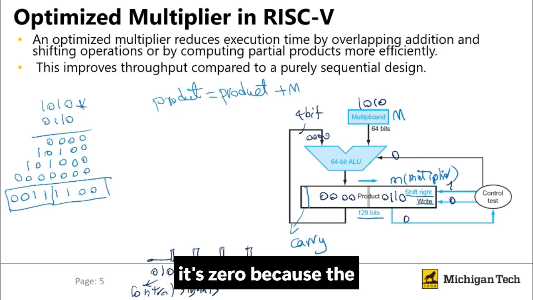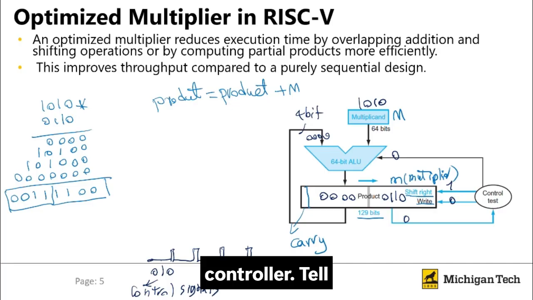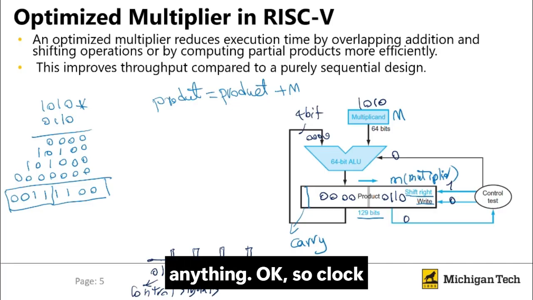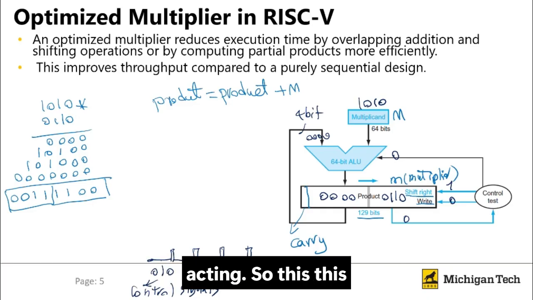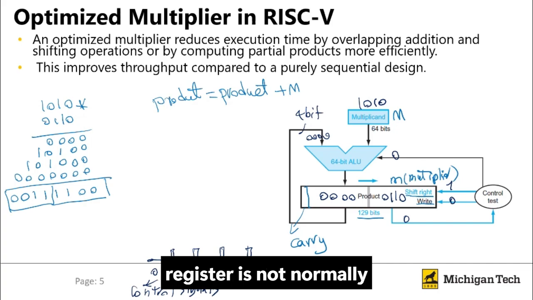Because it's 0. Because the controller tells the ALU don't do anything. Okay, so the clock is coming, the rising edge is coming. When the clock comes, sequential parts start acting. So this register is not a normal register.